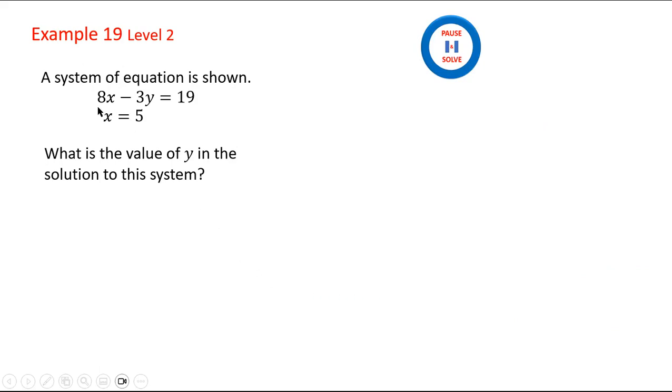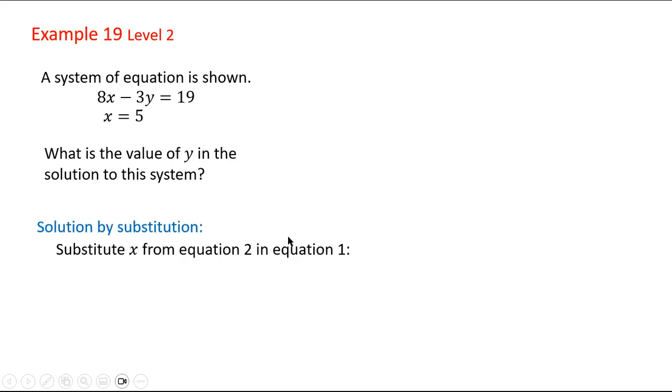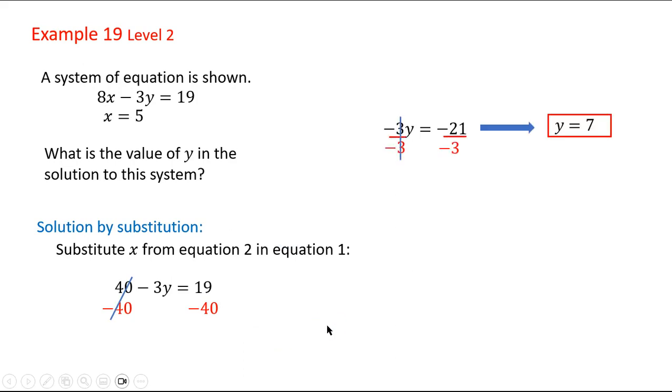Similar, x is given, we need to find y. X is 5, 5 times 8 is 40. Subtract 40, minus 3y is equal to minus 21, divide by minus 3, y is equal to 7.